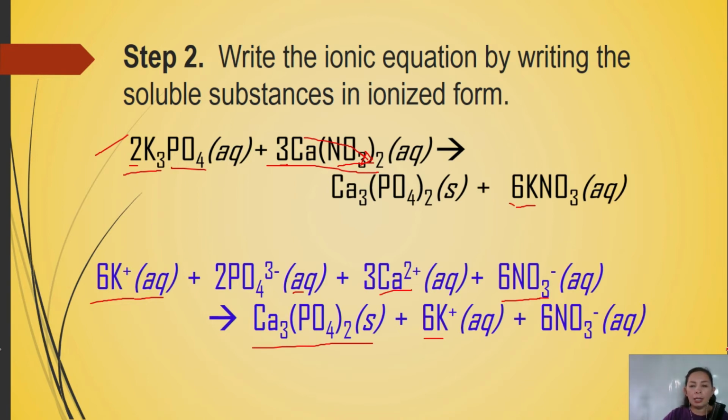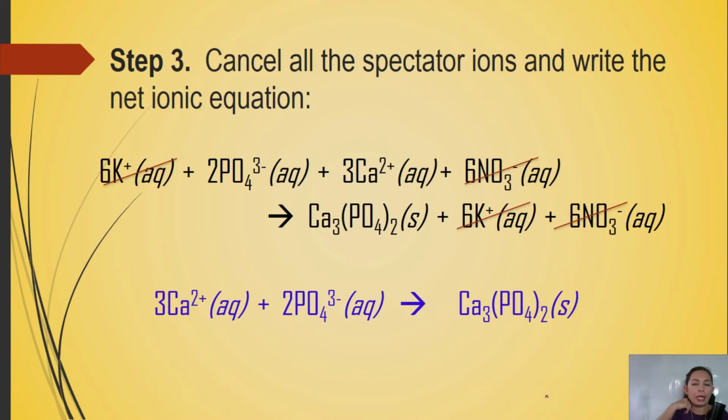Okay, so far, this is the ionic equation. All are ionized except for the insoluble substance, which is our calcium phosphate. And then for step number 3, cancel all the spectator ions and write the net ionic equation. Based from our previous ionic equation, we need to look at it to find out if there are ions that are present both in the reactant side and in the product side.